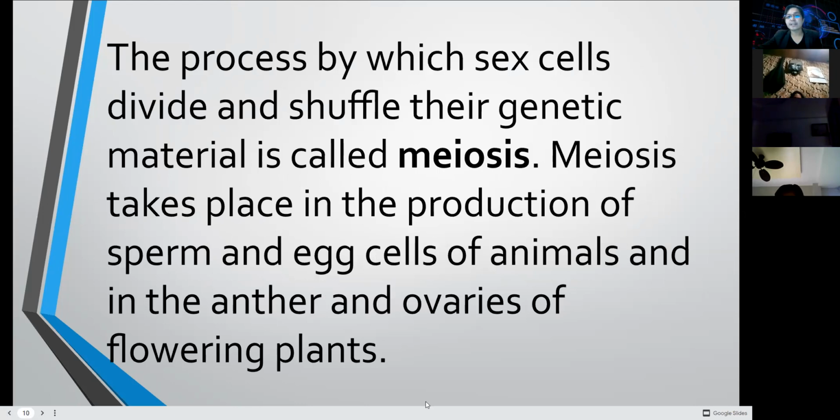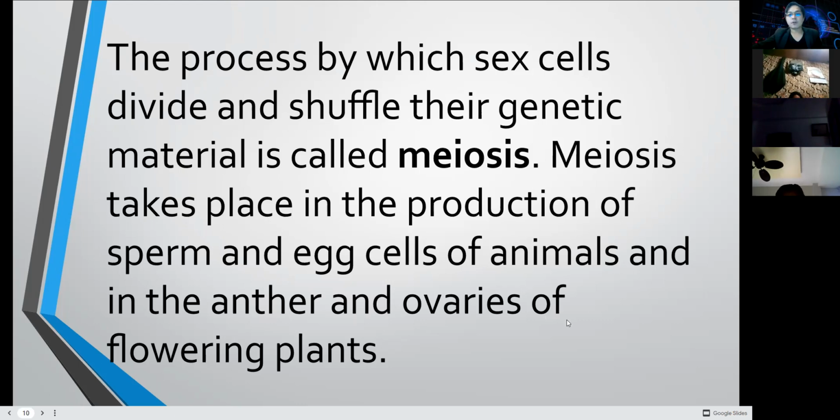The process by which sex cells or gametes divide and shuffle their genetic material is called meiosis or meiotic cell division. Meiosis takes place in the production of sperms and egg cells of animals, and in the anther and ovaries of flowering plants.